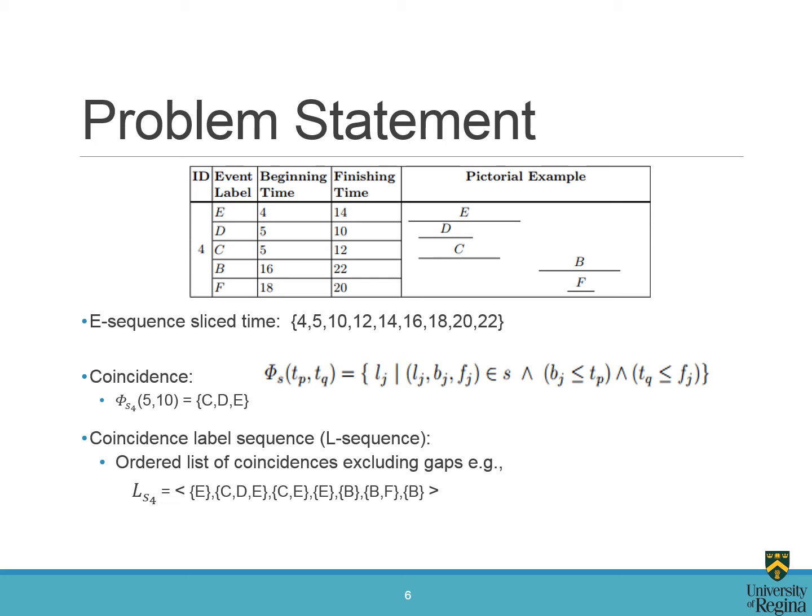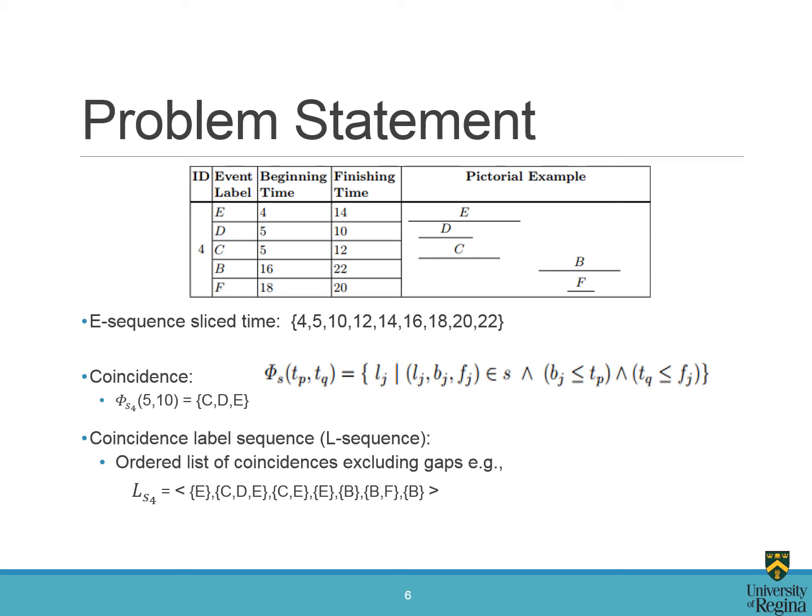Let's take sequence 4 from the previous example to explain more definitions presented in this paper. Each sequence has slice times. A slice time is a unique time point that exists in the sequence. For example, for sequence 4, we have this list starting from 4, which represents the unique time points that exist in sequence 4. Then we have the coincidence function, which gives us the event labels that occur at a given point. For example, if we plug in (5, 10) into this function, we get C, D, E as the event labels that co-occur between 5 and 10.